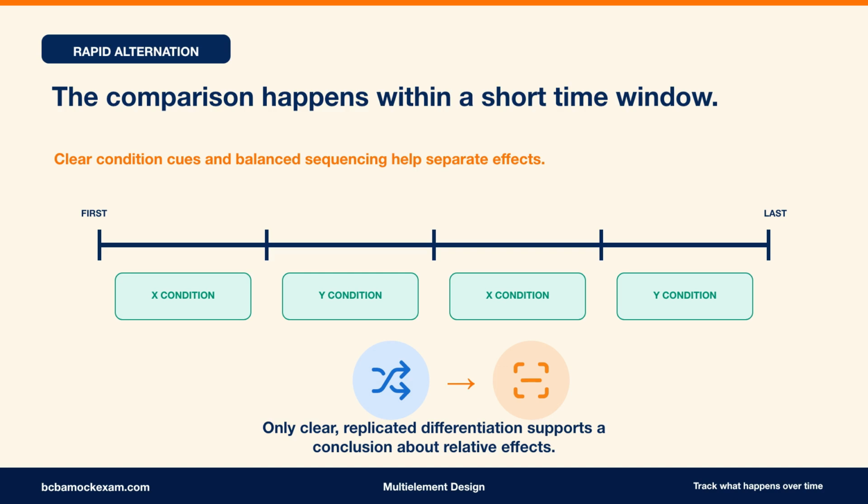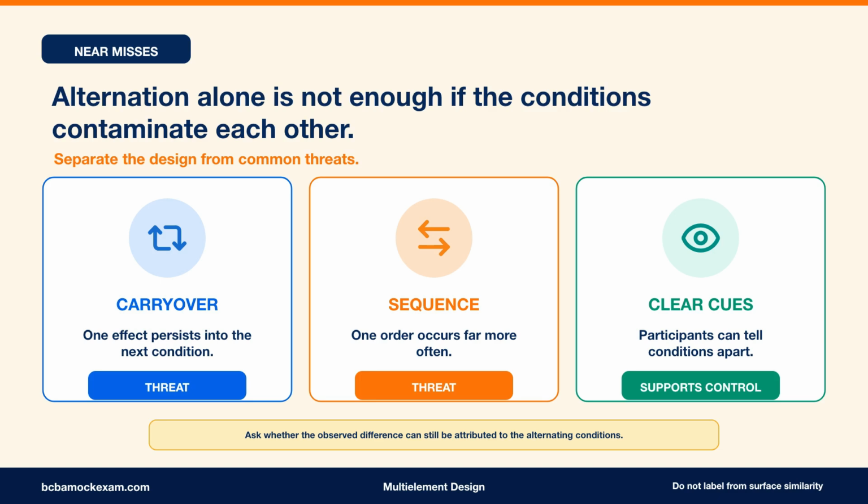Alternating X and Y can reveal differences quickly, but participants need to discriminate which condition is active. Balanced or otherwise well-planned sequencing helps prevent one order from dominating the comparison. We also need enough repeated exposure to see whether differentiation is reliable. One unusually high X session and one low Y session would not establish the same relation as a consistent, replicated separation. 3 threats deserve special attention.